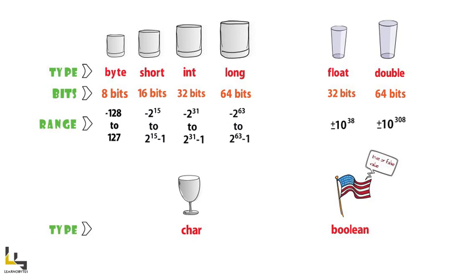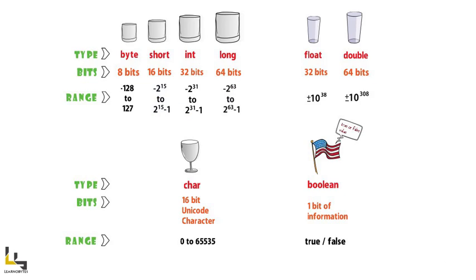A byte variable holds 8 bits, short holds 16 bits, int 32 bits and long 64 bits. A float variable holds 32 bits and double holds 64 bits. They also have a minimum and maximum value. A char holds a single 16-bit Unicode character. Boolean represents 1 bit of information with only 2 possible values, true and false.